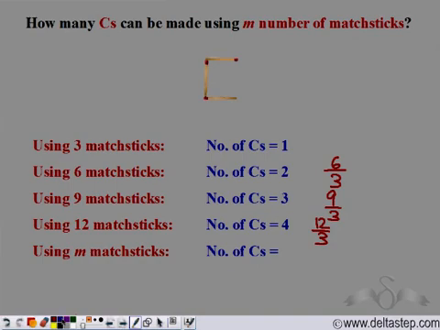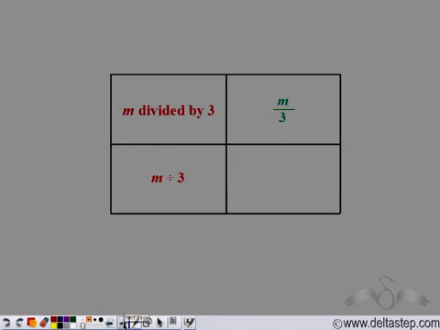So, using m matchsticks, how many C's will we be able to make? m by 3. So, using m matchsticks, we can make m by 3 C's. Here we have divided a variable with a constant. This can be written as m divided by 3. We can replace this with a division sign, m divided by 3. But normally it is written like this, m by 3.